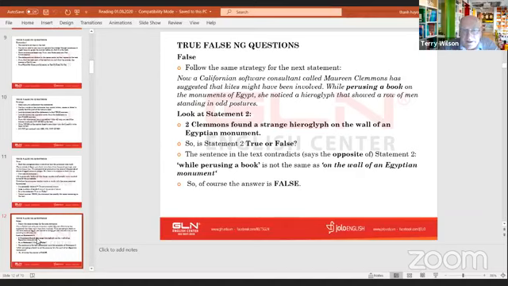So the sentence in the text contradicts or says the opposite of statement 2. So what the text actually says is, while perusing a book, is not the same as on the wall of an Egyptian monument. So, of course, the answer is false.